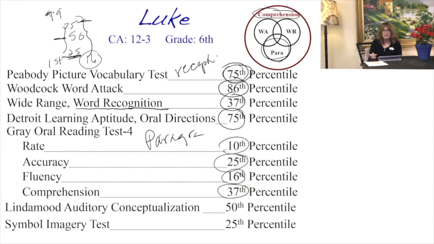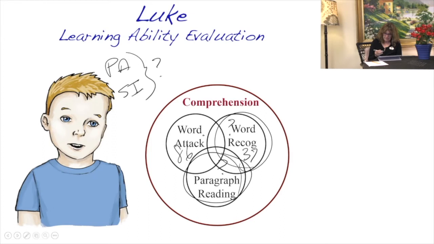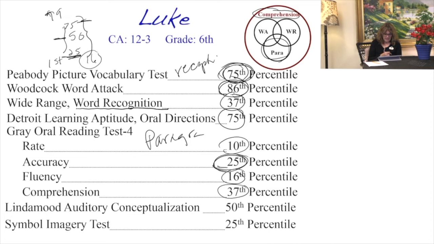So indeed, this Luke is a child that if we look closely at his profile, he has 75th percentile in oral language, so he should be able to read easily. His ability to sound out words is the 86th percentile, but his ability to read in paragraphs, let me write in here for us, is the 25th percentile. So do you think he likes to read? No, he does not. He's not doing well in school. He's still very frustrated. He's been in special ed a long time. Yet he has the ability to read to his potential.